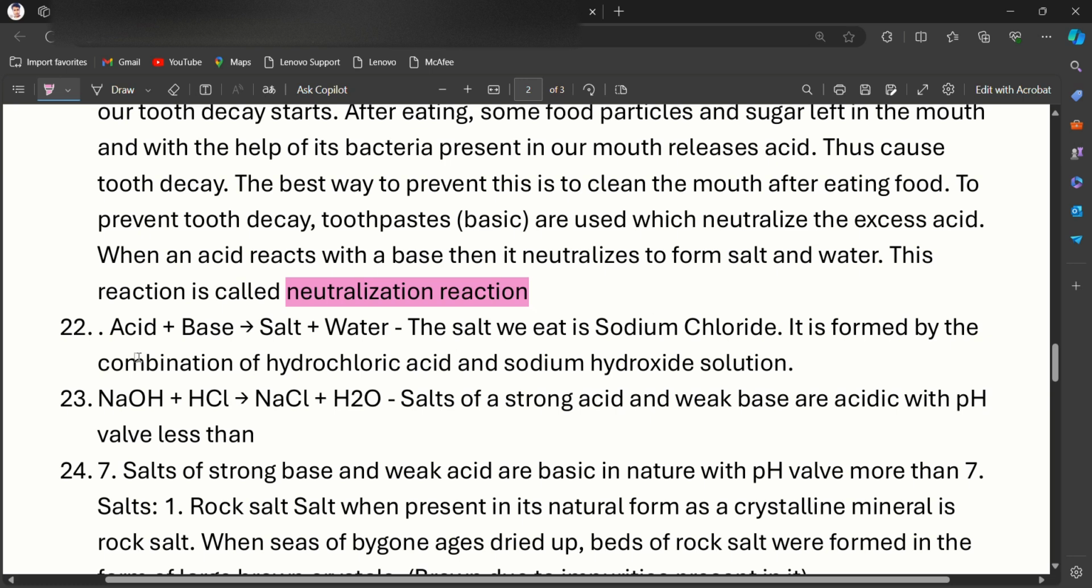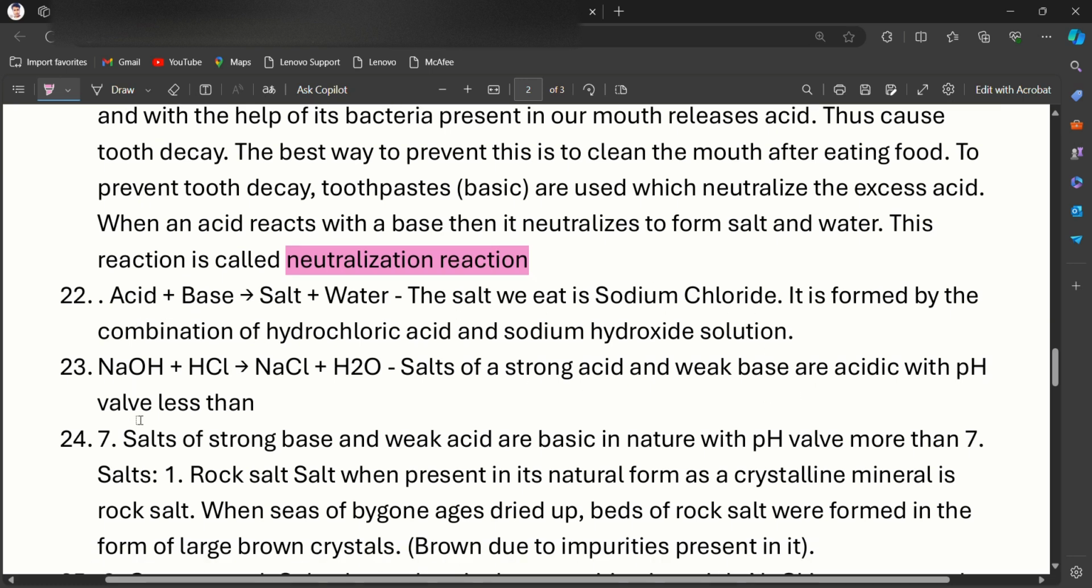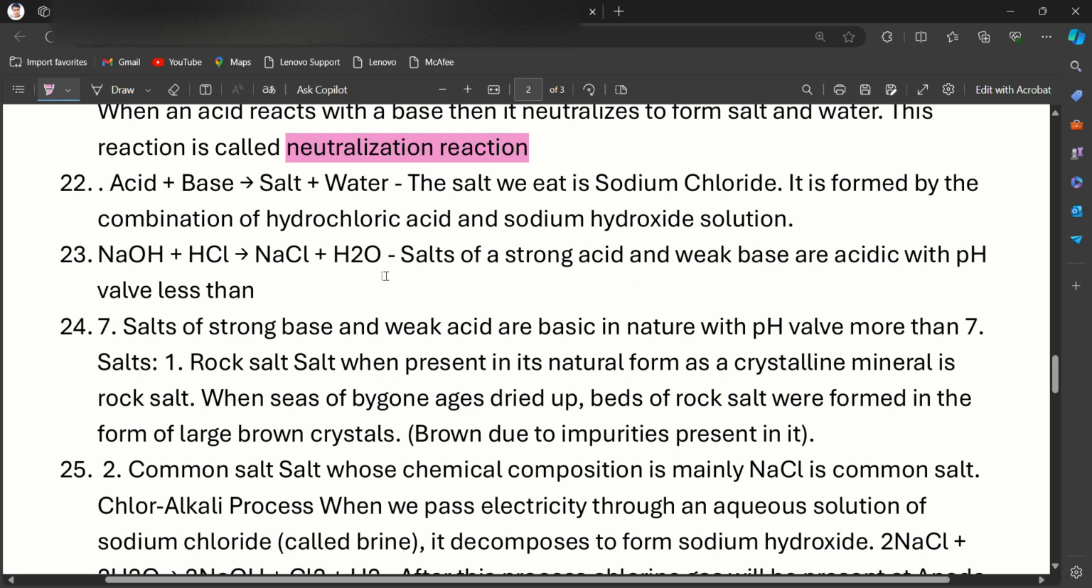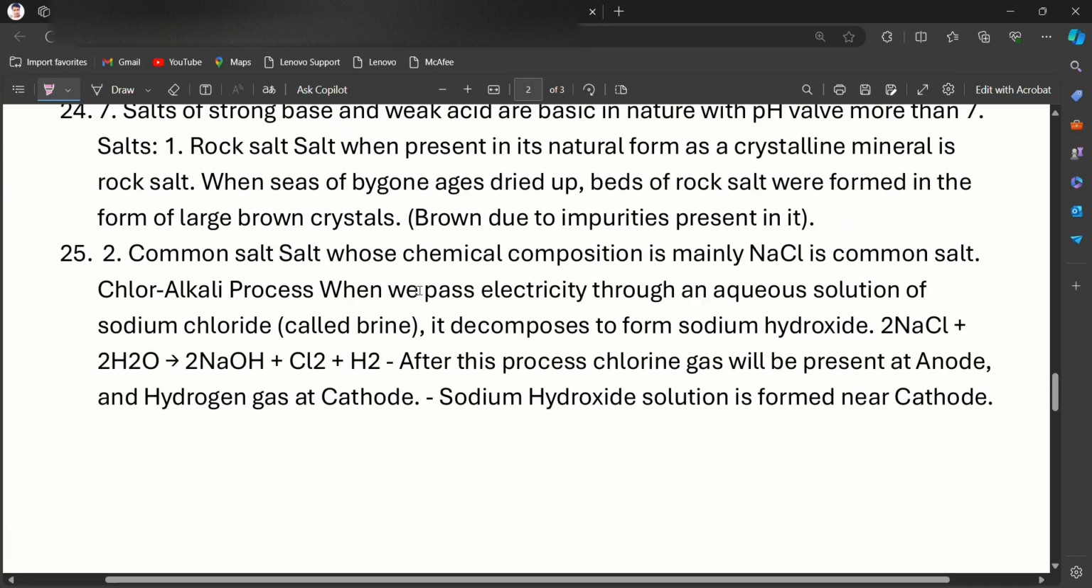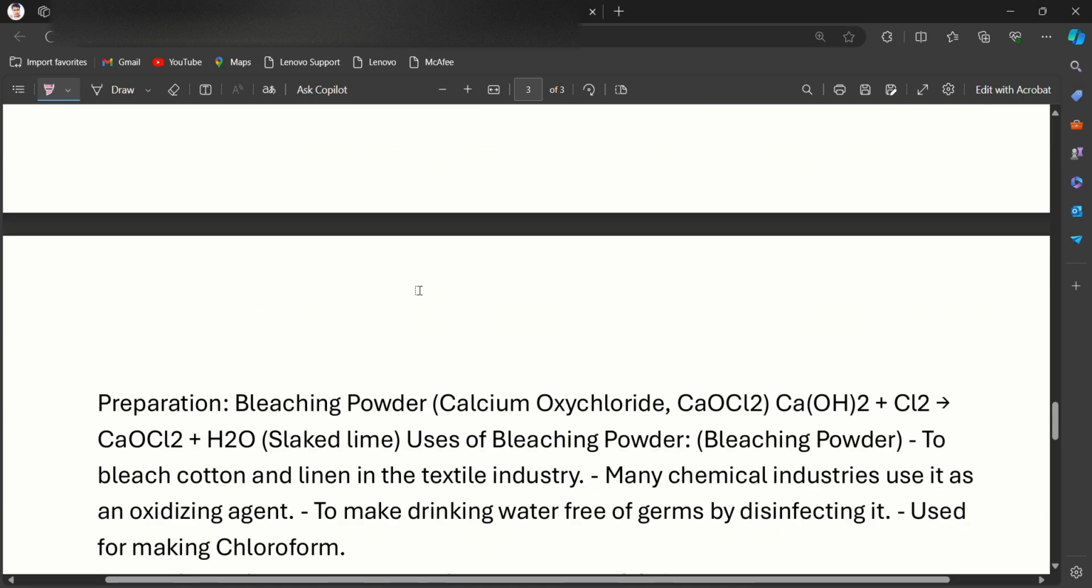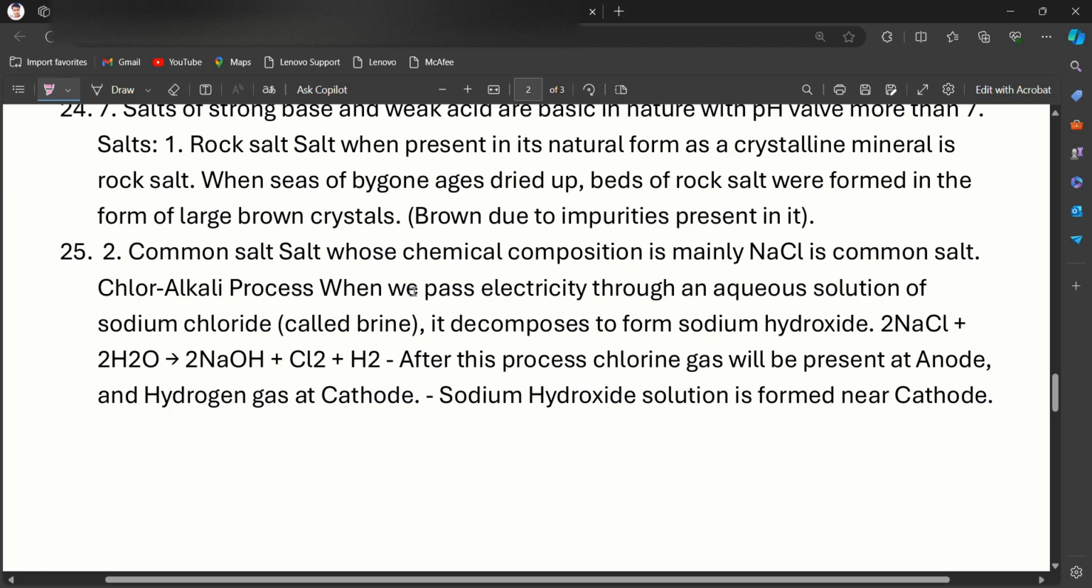Okay. The neutralization reaction I have already taught you. So acid plus base, so KOH plus HCl, salts of strong acids. These are the practical examples of day-to-day life where we use salt, acid, and base. Okay.